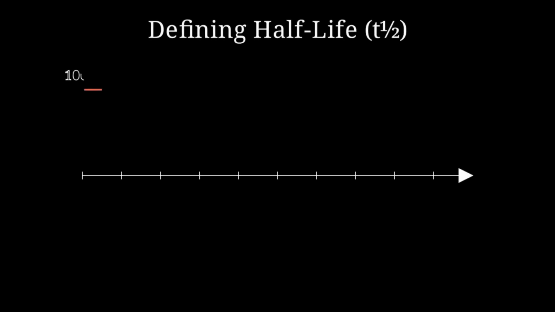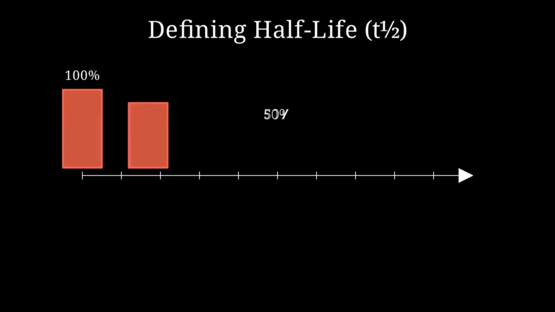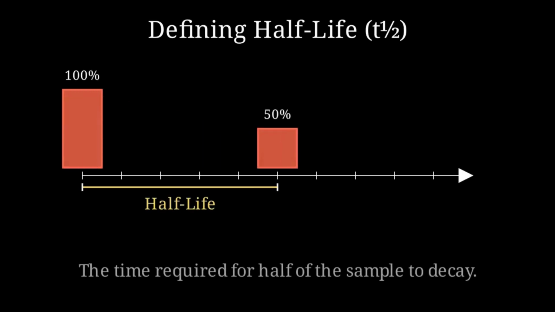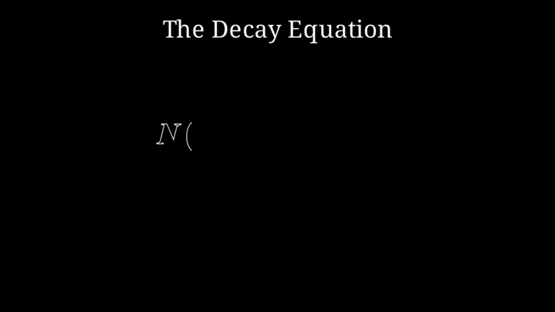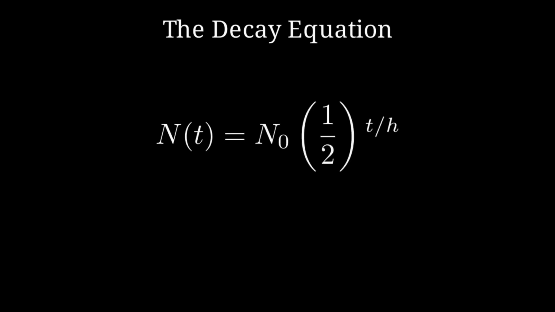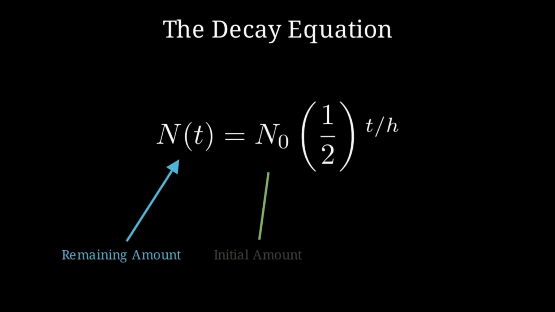The most important concept in radioactive decay is the half-life. It is the fixed duration of time required for exactly 50% of a radioactive sample's nuclei to undergo decay and transform into a different, more stable element. We model this behavior using an exponential function. The amount remaining, N of t, equals the initial amount multiplied by 1/2 raised to the power of time divided by the half-life duration. This allows us to predict the sample size at any point.